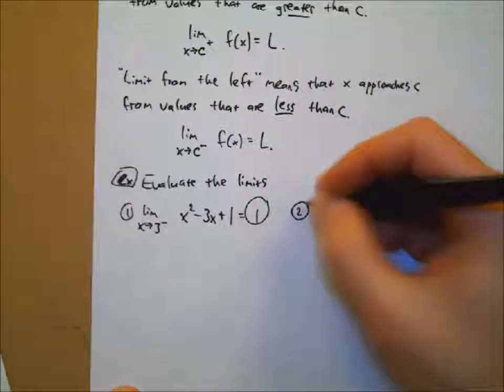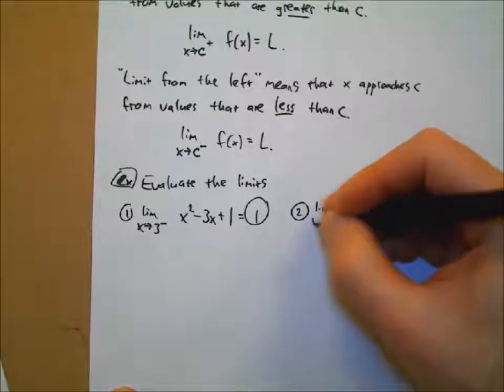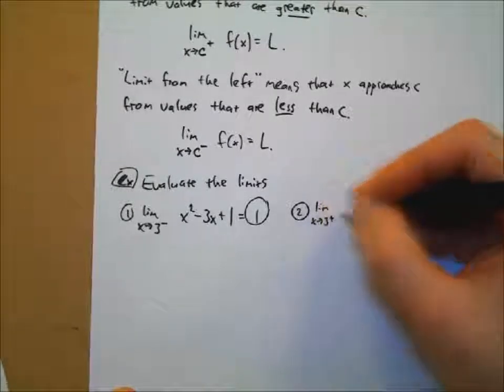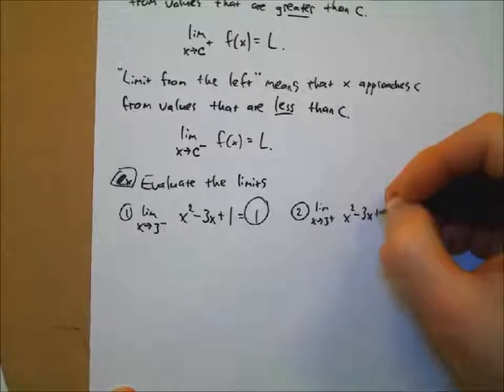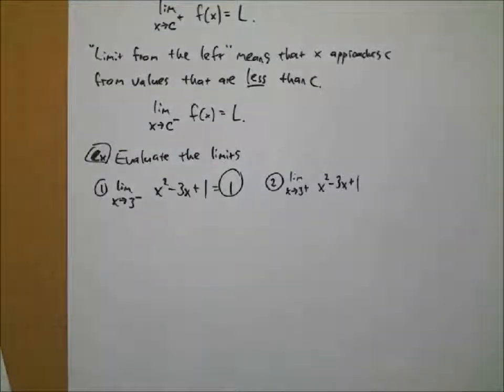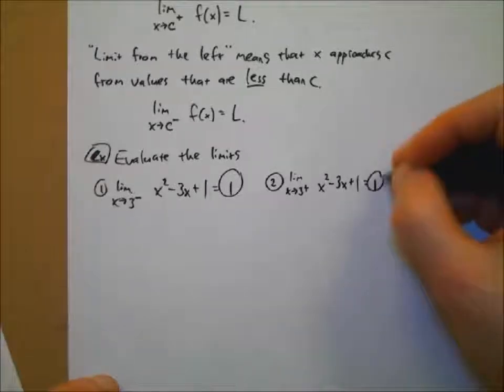Then we take the limit as x approaches 3 from the right of that very same function. And what do we get here? What's our answer? 1. Yeah, it's going to be 1 again. It must be 1 again.